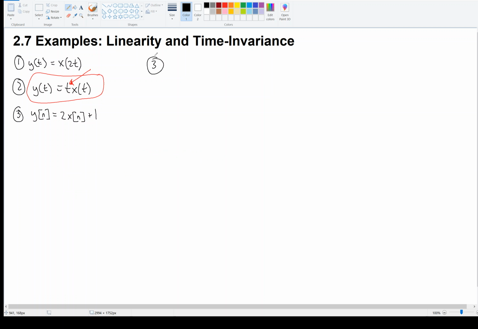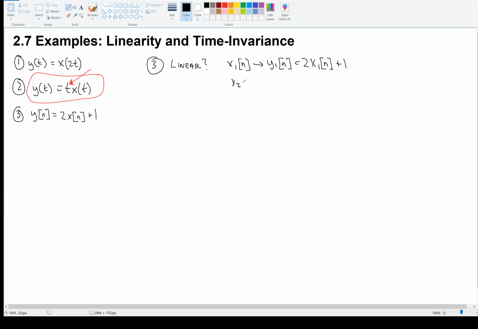In 3, we have a discrete time system. And we want to know first, is that linear? Okay, is this guy linear? And, well, it certainly looks like it's linear, right? mx plus b, but let's check it out. So if I input x1 of n, that gives me y1 of n equals. So this system takes the input, multiplies it by 2, and adds 1.